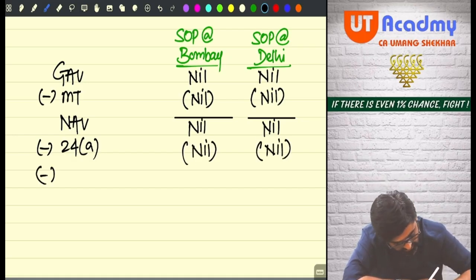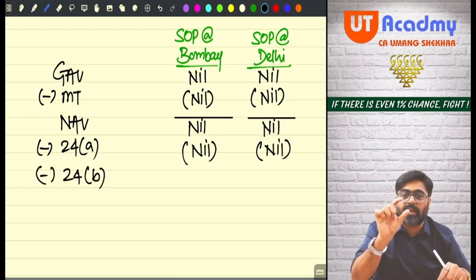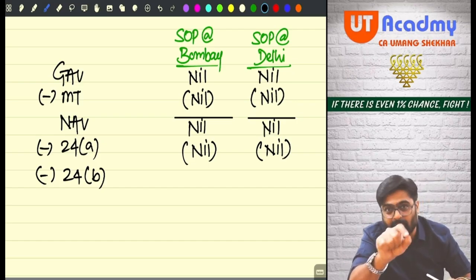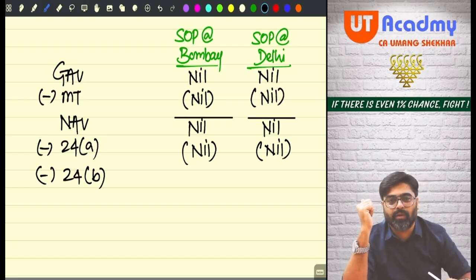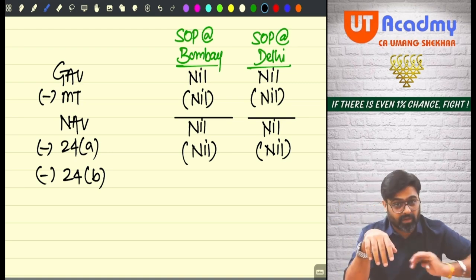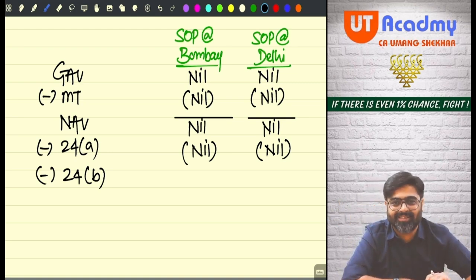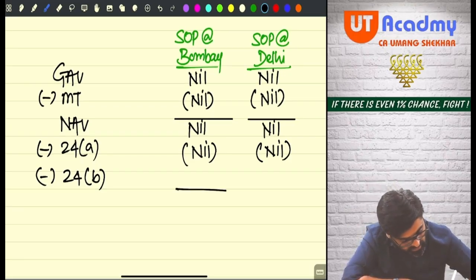Now, minus section 24 clause B. They are not telling you to compute the house property income. They are telling you how much deduction will be available under section 24B. That is the question being asked. Getting my point? But we are solving as if they are asking us to calculate the loss from each property. So, under 24B, how much deduction will be available here and how much here?